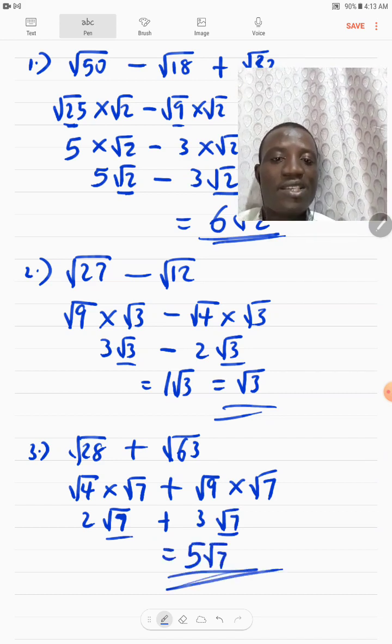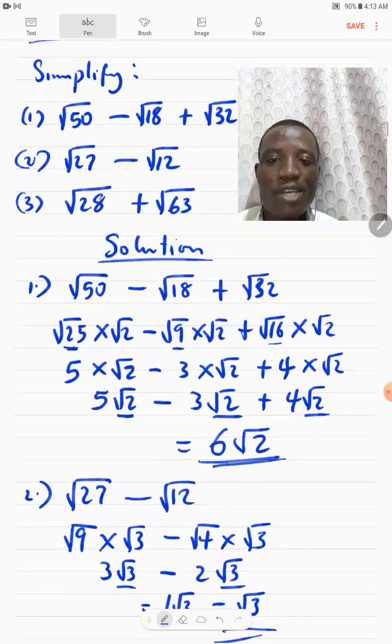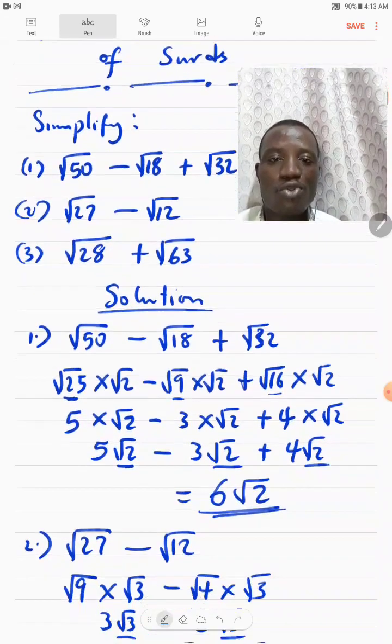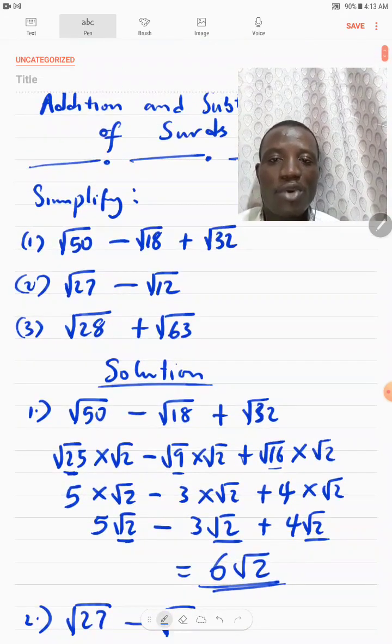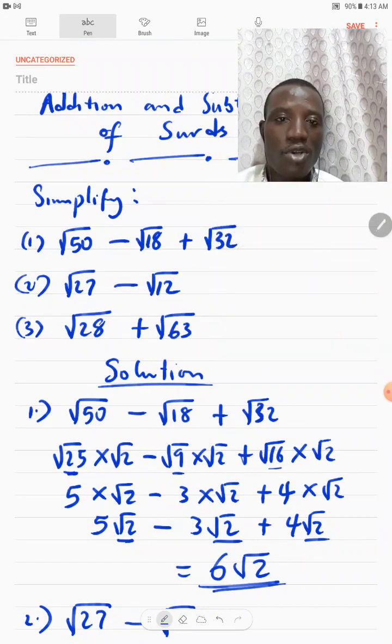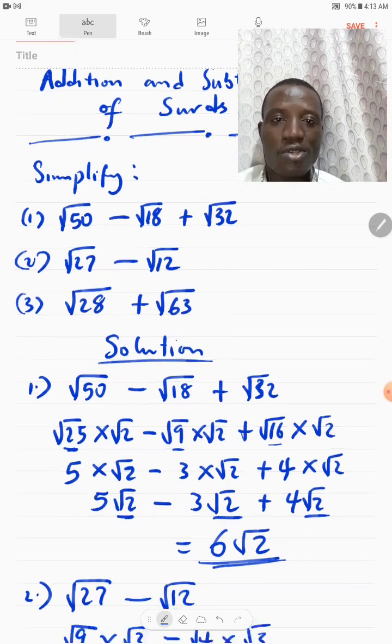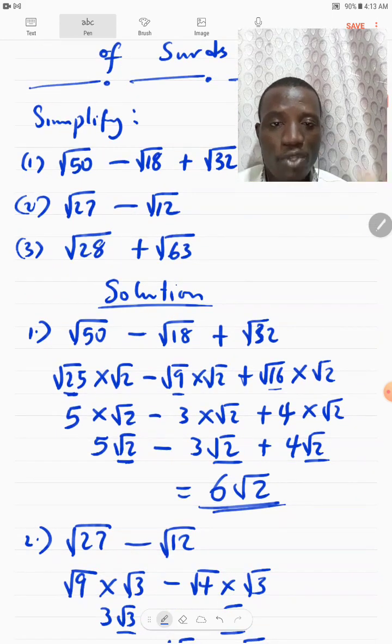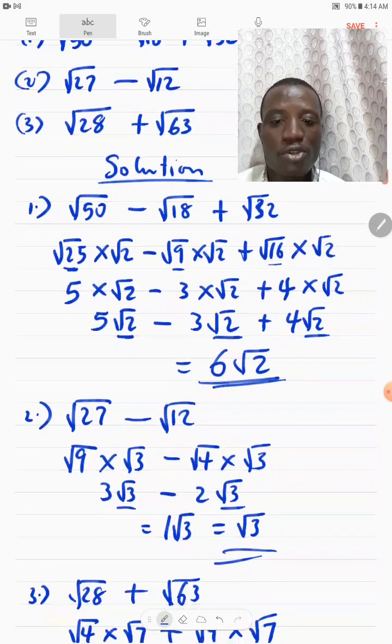And this is the simple approach when it comes to simplification of surds, when we are dealing with addition and subtraction of surds. Of course, there are still more questions for us to solve and practice with, so that you can be perfect with this. But this is just the basic way you add and subtract surds. Thank you very much.